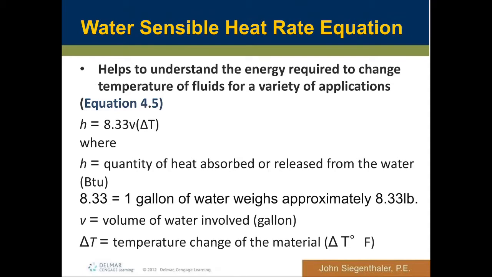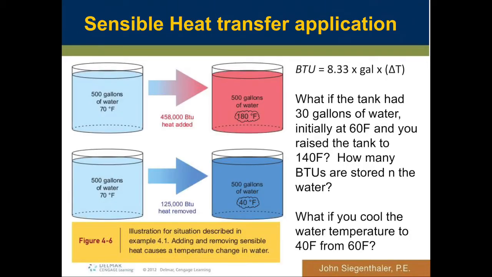So let's take a look at the next one. Now, if we take a look at the quantity of heat that we're using and we plug in the weight of the gallon of 8.33 times essentially the volume of water that we're dealing with in here times the delta T, we come up with an equation that looks a little bit like this, where the BTUs is equal to the weight per gallon times the gallons times the temperature change.